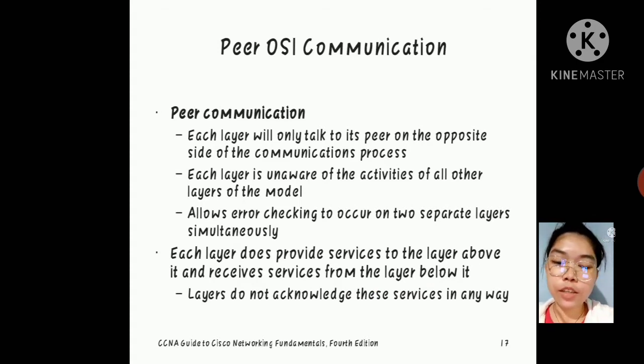In peer communication, each layer will only talk to its peer on the opposite side of the communications process. Each layer is unaware of the activities of other layers of the model. This allows error checking to occur on two separate layers simultaneously, and each layer provides services to the layer above it and receives services from the layer below it. Layers do not acknowledge these services in any way.